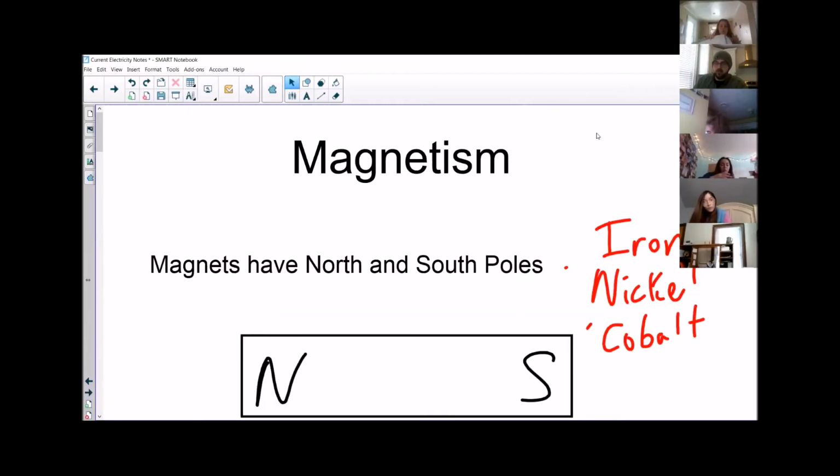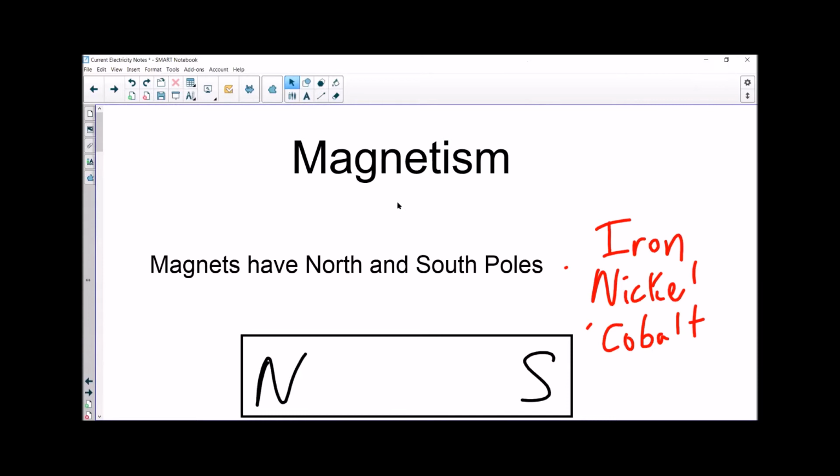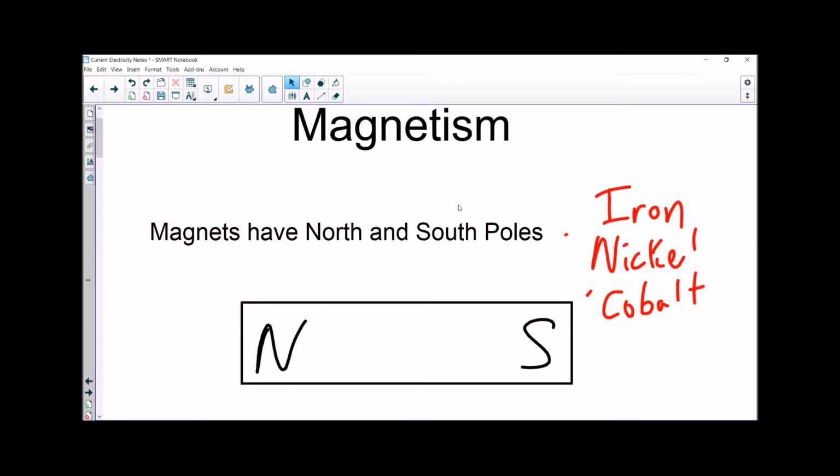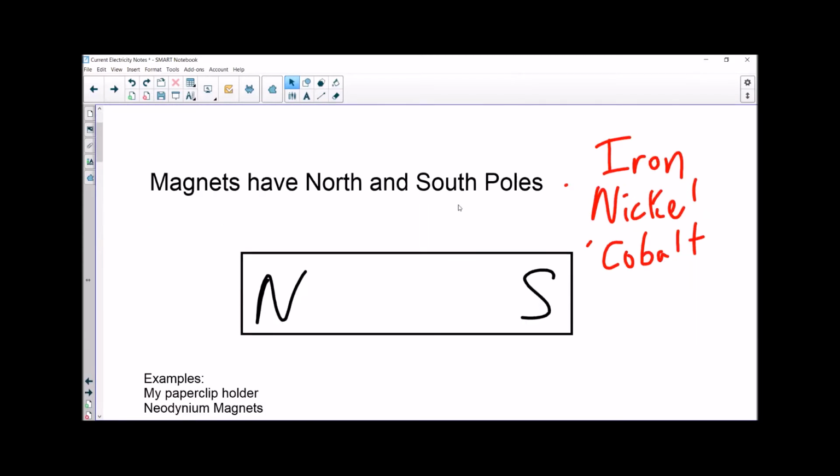Today what we're going to do is just cover the notes on magnetism once again. So let's just get started. So magnets, a couple of properties of them. Magnets have north and south poles.